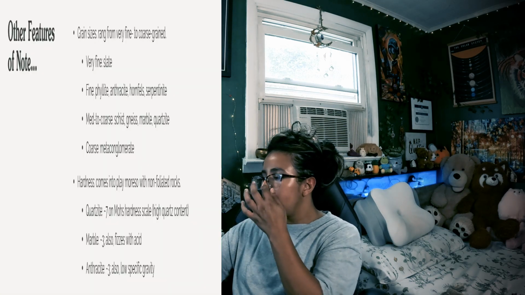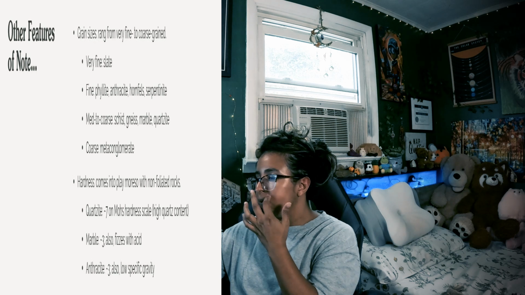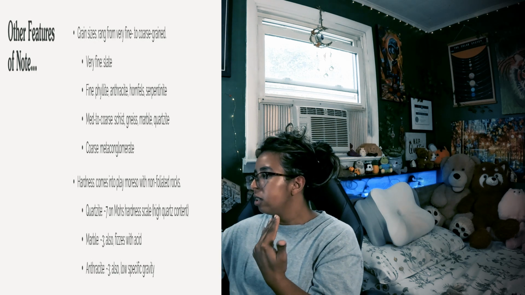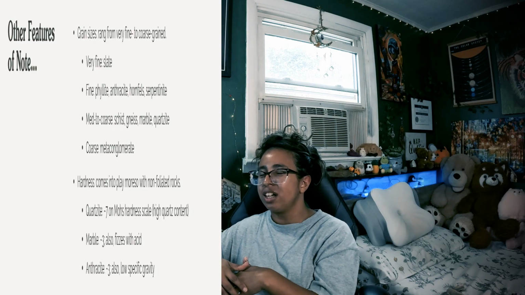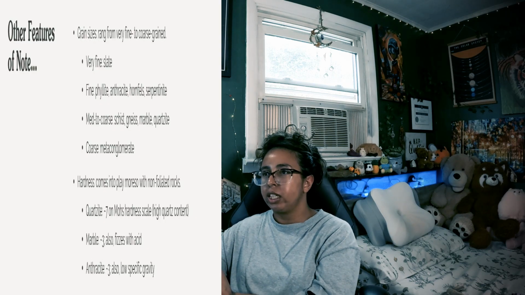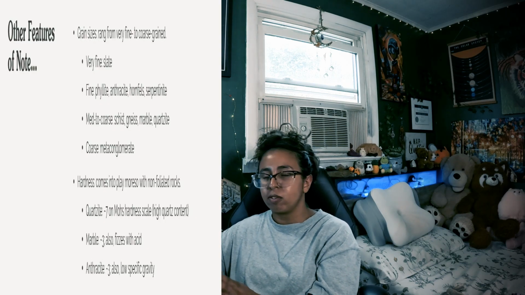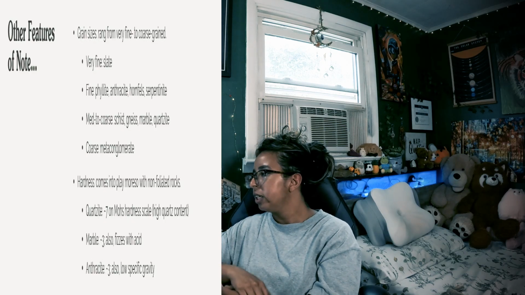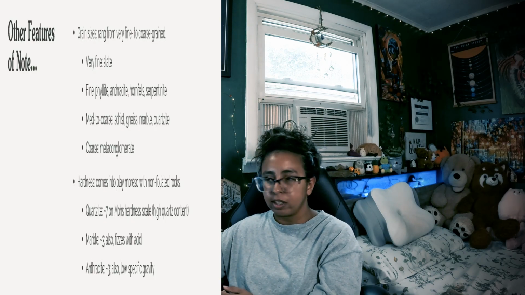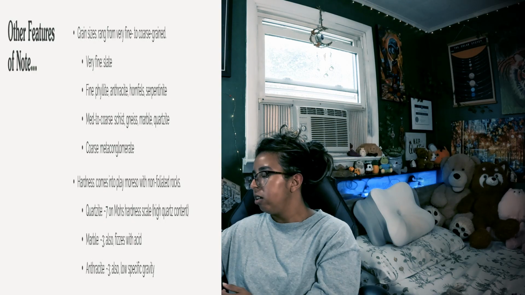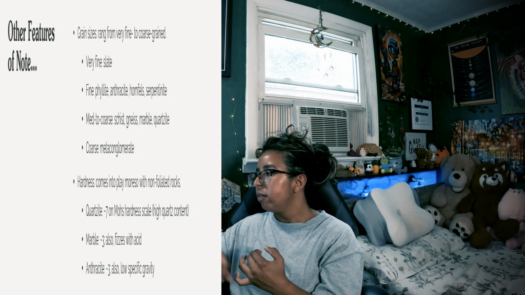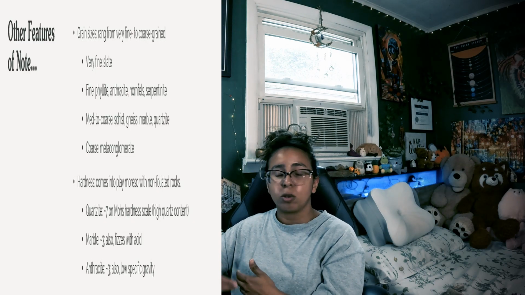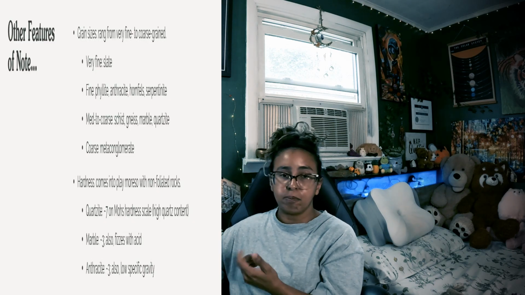And then other features of note are grain size and hardness. Grain sizes for metamorphic rocks can range from very fine to coarse grain. You're not going to have many massive grains, except for like metaconglomerates. Most of it tends to be coarse or smaller. Very fine, it falls in the slate category. In the fine category falls phyllite, anthracite, hornfels, and serpentinite. Medium to coarse, you see your schists, your gneisses, your marbles, and your quartzite. And of course, coarse itself is like metaconglomerates.